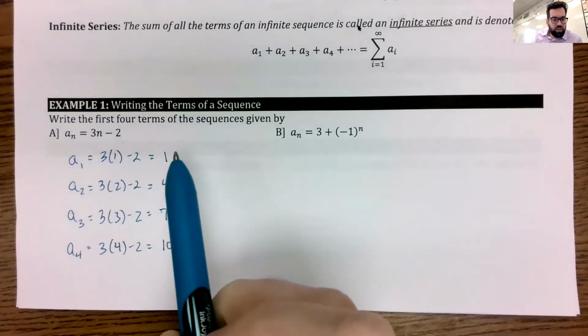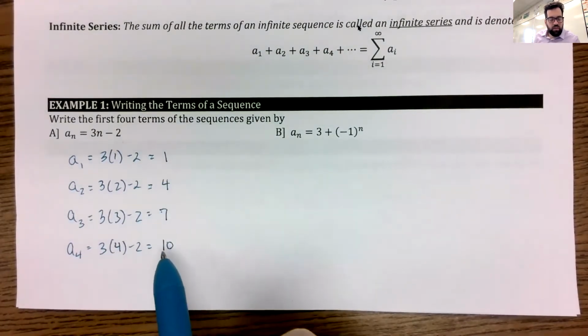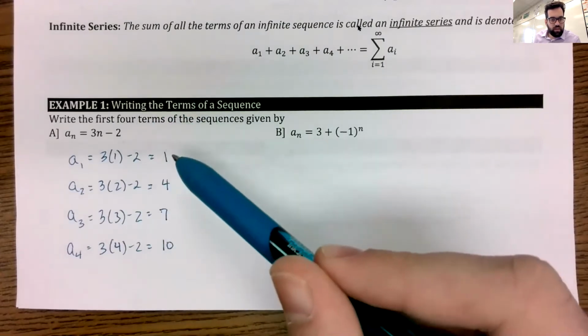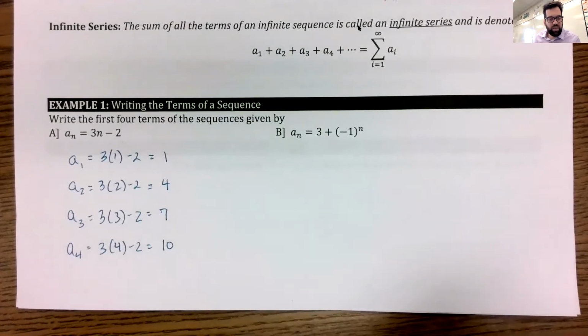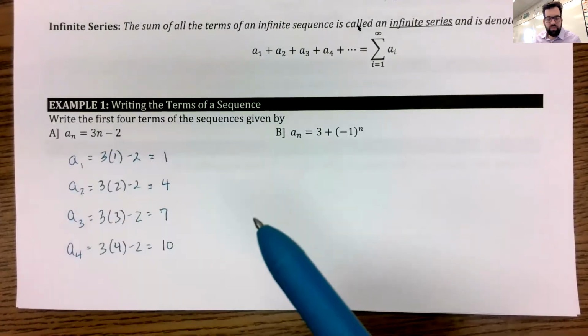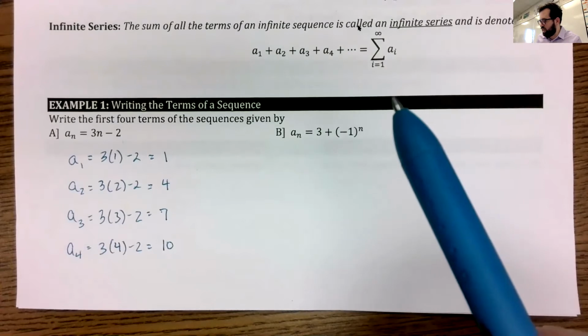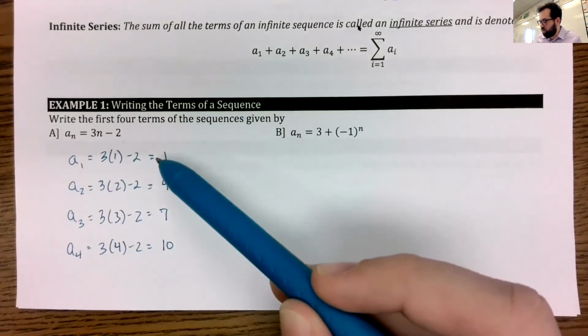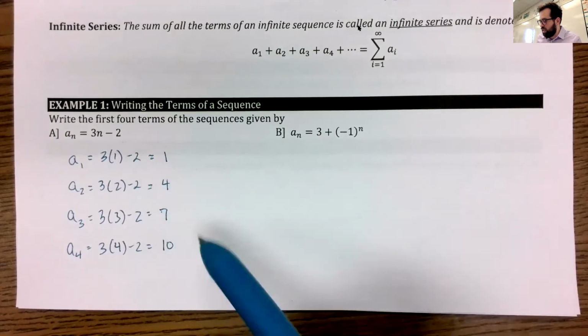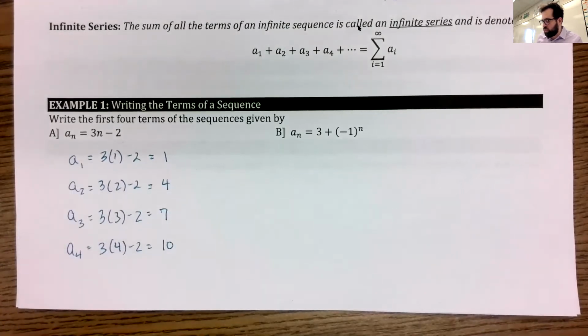And if you just look at the answers, you should be able to tell that the common occurrence between each term is that we're adding 3, right? And you can tell that by the 3n. We'll dig a little deeper into that later, but this is a pretty simple sequence. The terms are 1, 4, 7, 10, and that represents the first 4 terms.